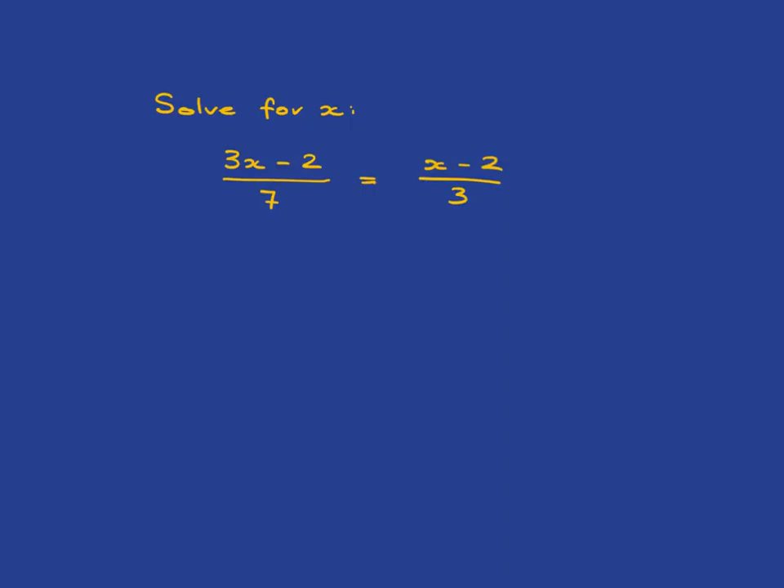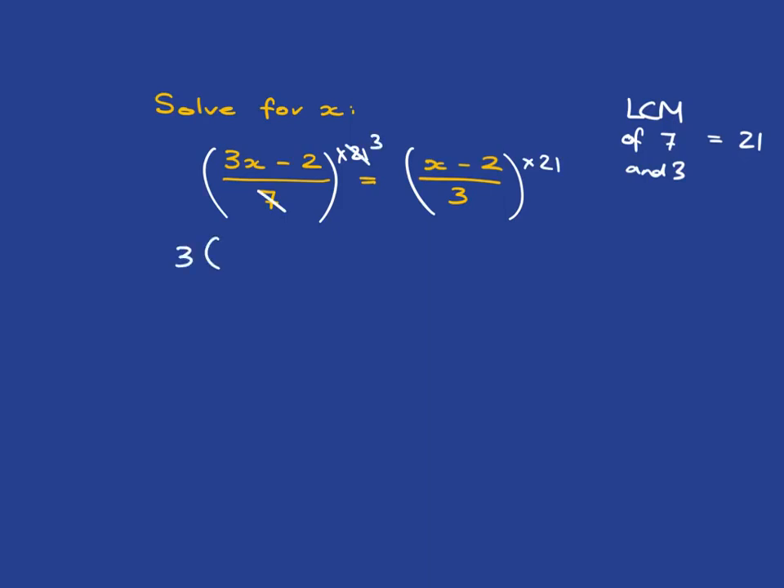Okay, try this one. What's your first step? Okay, first step is always to find the lowest common multiple of those denominators so we can get rid of the fractions. And the lowest common multiple of 7 and 3 is 21. So then we're going to multiply this side of the equation by 21 and this side of the equation by 21. When we do that, well, here the 7 will cancel with the 21, leaving a 3.